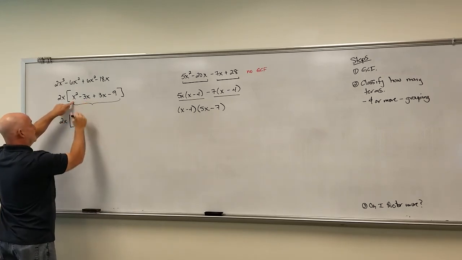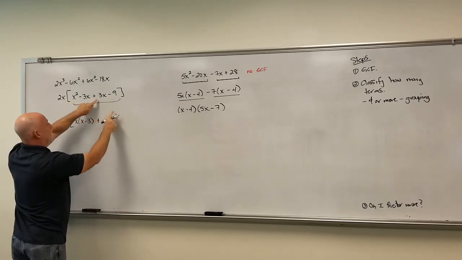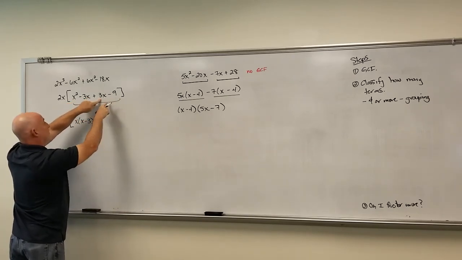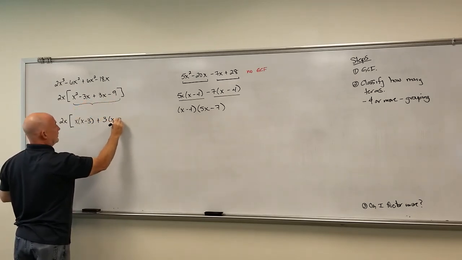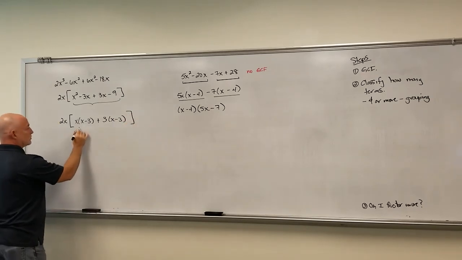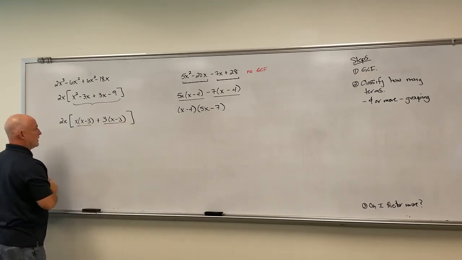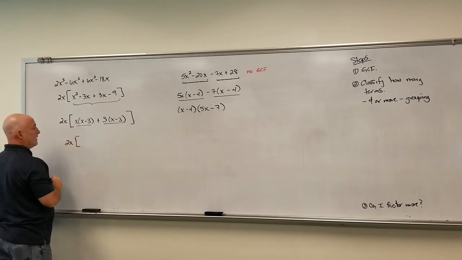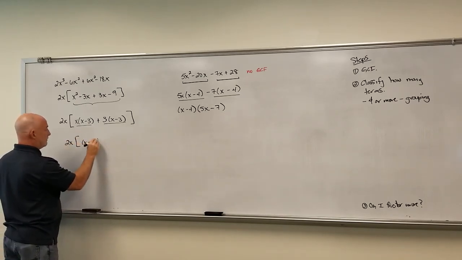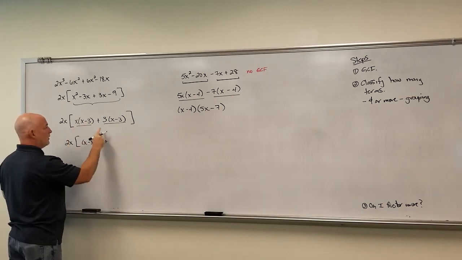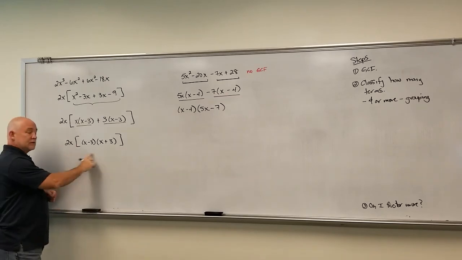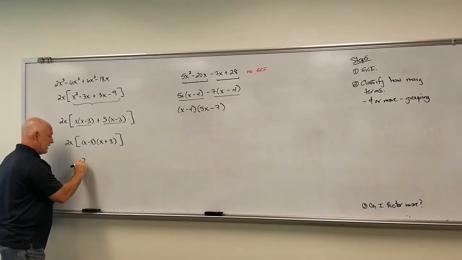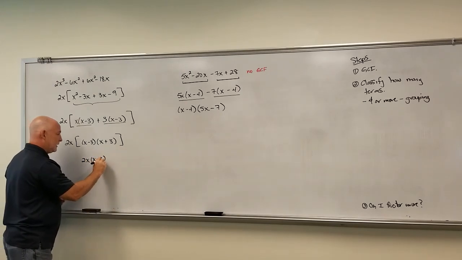Out of the first pair, I can take out an x, and I'd be left with an x minus 3, plus, minus out of the second pair, I can take out a 3, so if I factor out a 3, I'm left with x minus 3. So inside the square brackets, I now have 2 terms inside of there. They both have an x minus 3. If I factor that out, from the first term, I'd have an x, plus from the second term, I'd have a 3. Now, since all of this is joined by multiplication, I can drop those square brackets if you'd like.